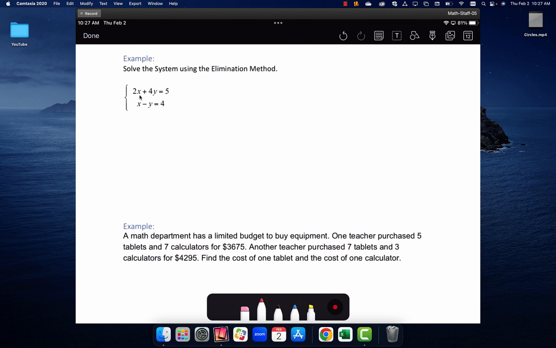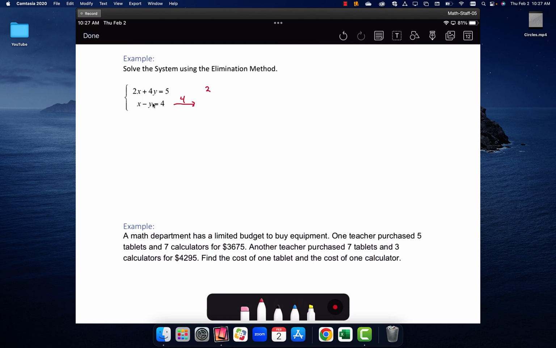And again, you have options. You can eliminate the x's, you can eliminate the y's. It doesn't matter which one you do. I'm going to choose to eliminate the y's. Notice this one's positive and this one's negative. We just need to make this bottom one a negative 4, right? So that when we add, these y's will cancel. So I'm going to multiply the bottom equation by 4.